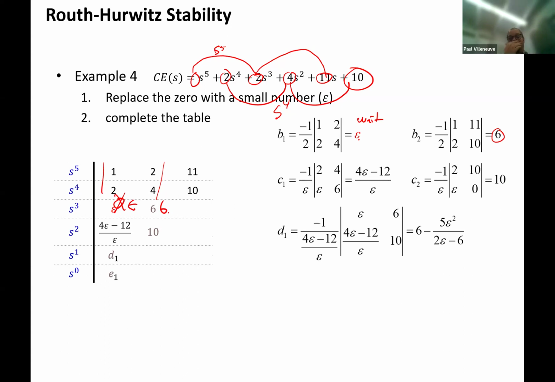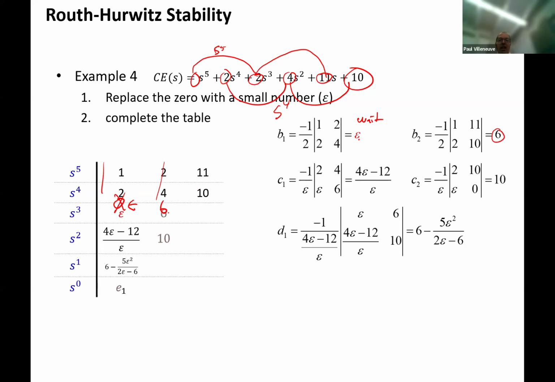But if you do the math, you end up with 6e minus 6 minus 5e squared, divided by 2e minus 6. And then I can certainly check E1, but it's a mess. So at this point, maybe you don't want to check it. Maybe you just copy 10. All right, so now I've got to go ahead and do my calculation.